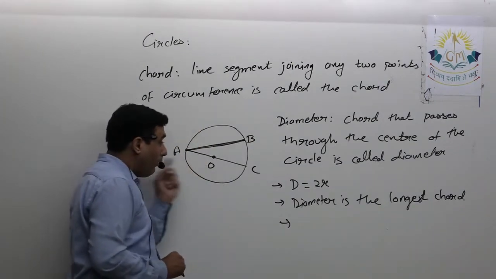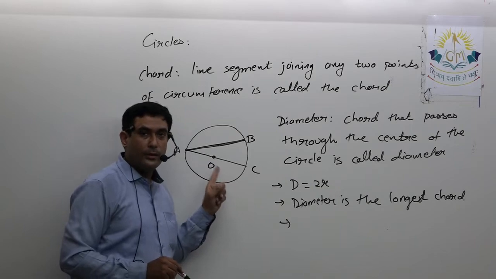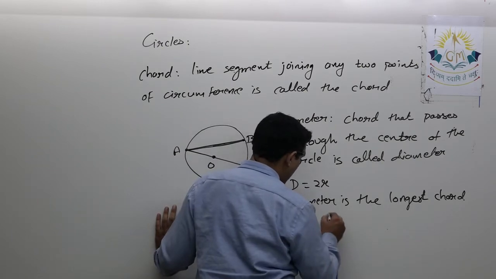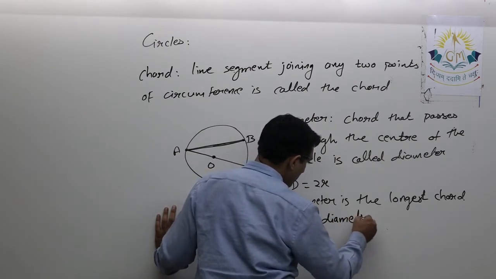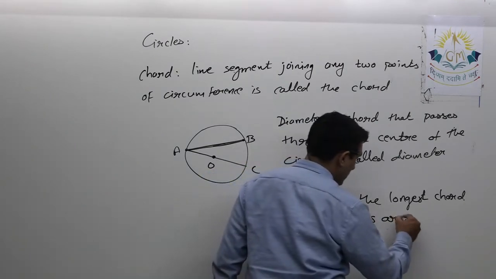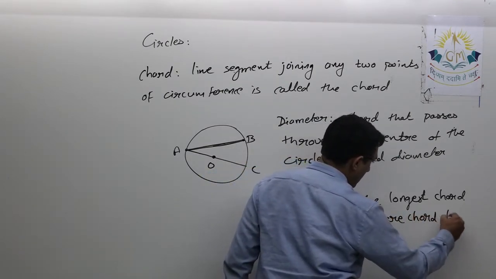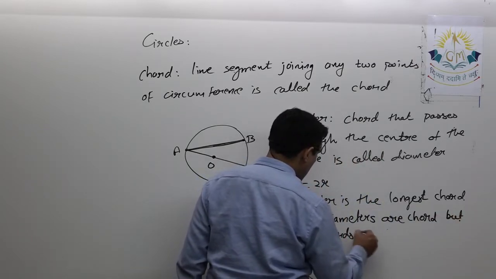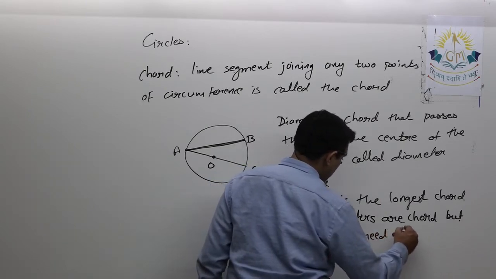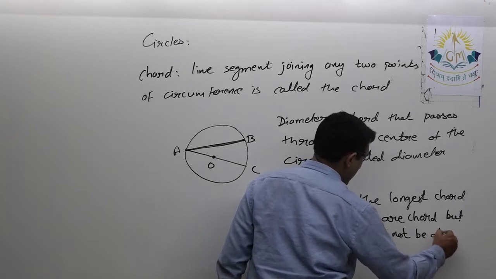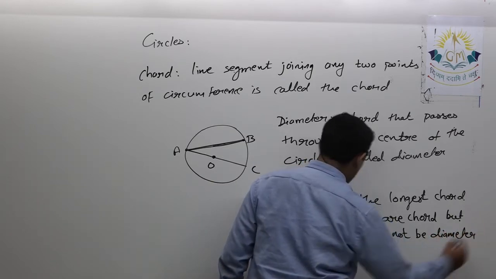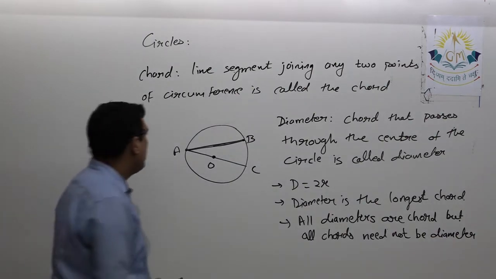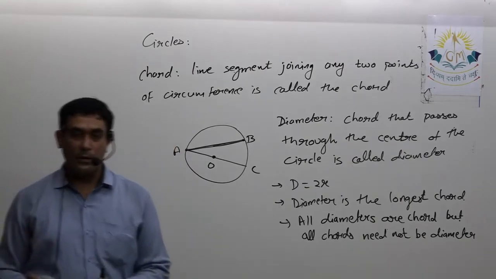Also, we can say all diameters are chords, but all chords need not be diameters. Only chords which pass through the center will be considered as the diameter. Okay, so that is very basic about the circle, that is diameter.